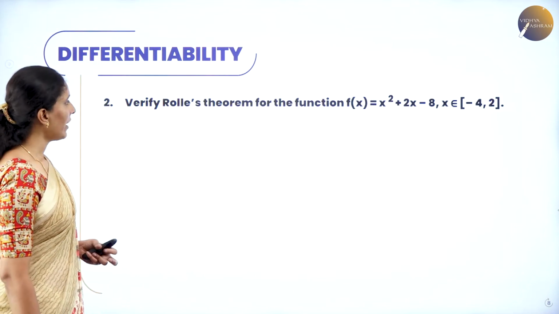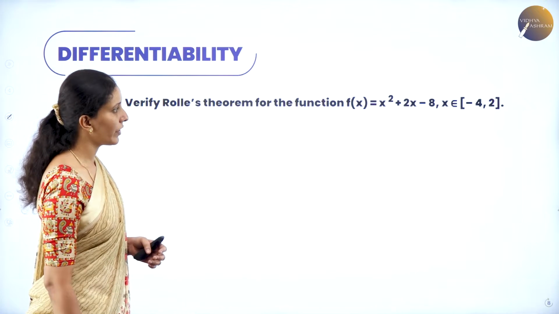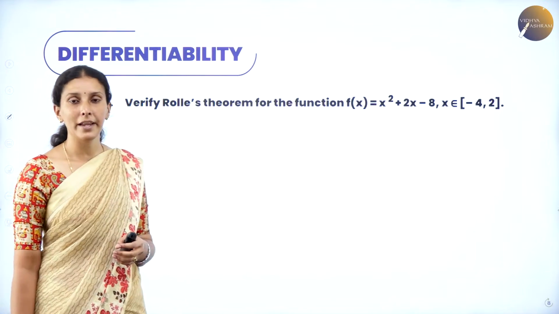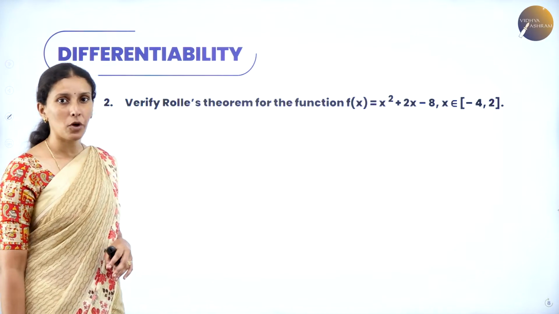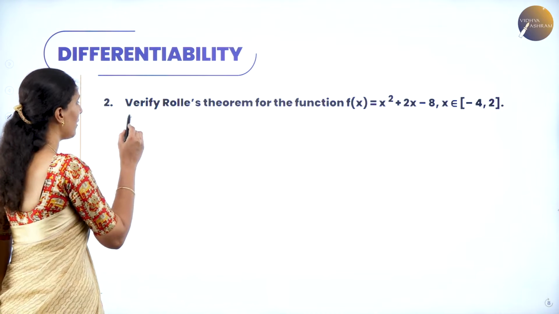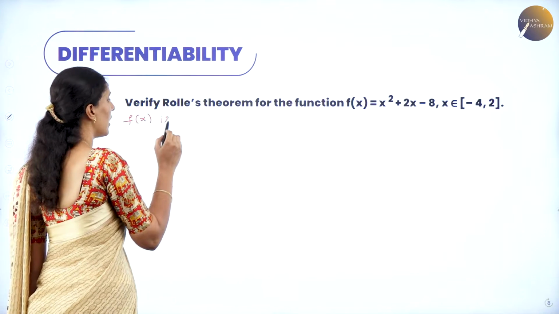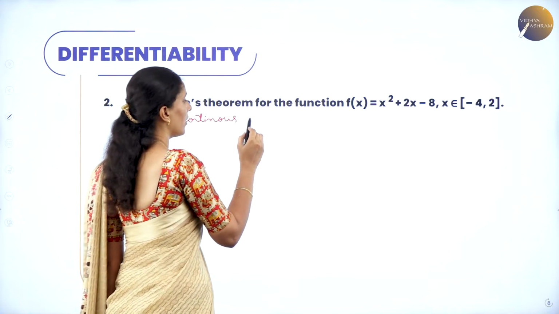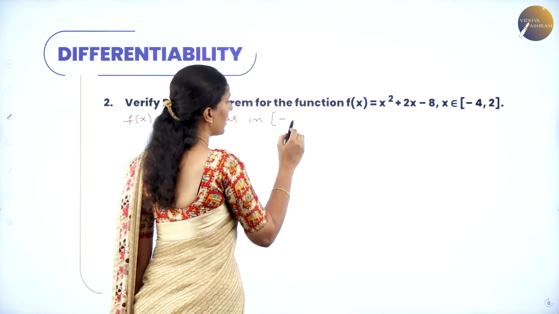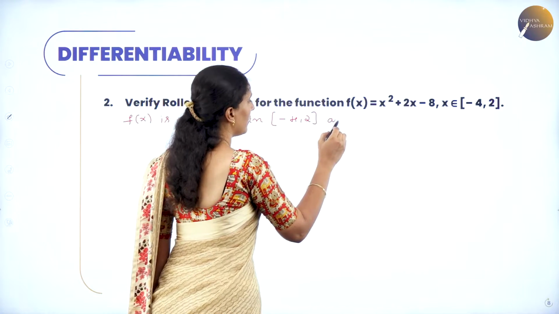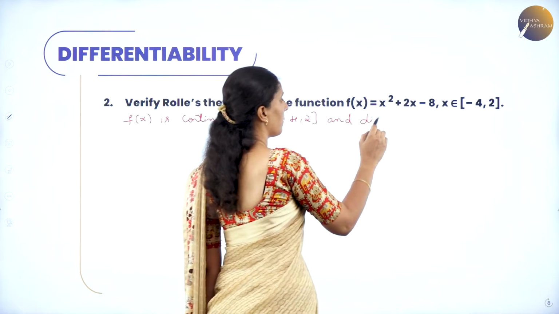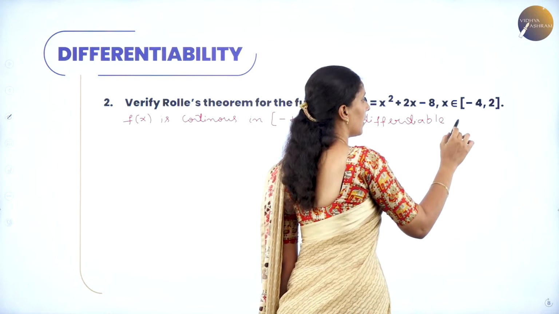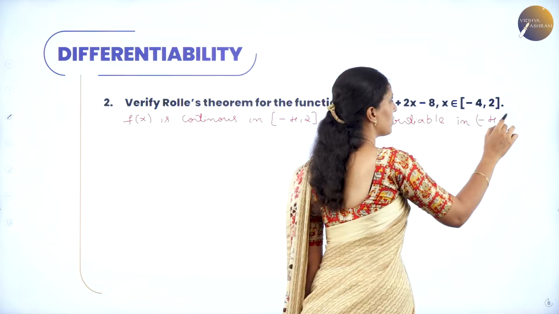Next question. Verify Rolle's theorem for the function f of x is equal to x square plus 2x minus 8, x belongs to the interval minus 4 comma 2. Clearly it's a polynomial function. Hence we can say f of x is continuous in the interval minus 4 comma 2 and differentiable in the interval minus 4 comma 2.